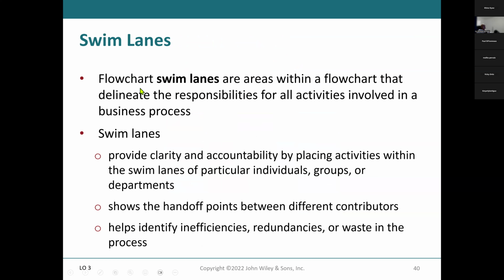Swim lanes, and I think we used these in the last class when we were doing the chart. So flow charts might have swim lanes. These are areas within a flowchart that delineate the responsibility for all activities in a business process. So, with swim lanes, you provide clarity and accountability by placing the activity within the swim lane for a particular individual or group. So it just makes it a little bit easier. You could have a regular flowchart, or you can have a flowchart with swim lanes. With swim lanes, it makes it just a little bit easier to see who is responsible for what function.